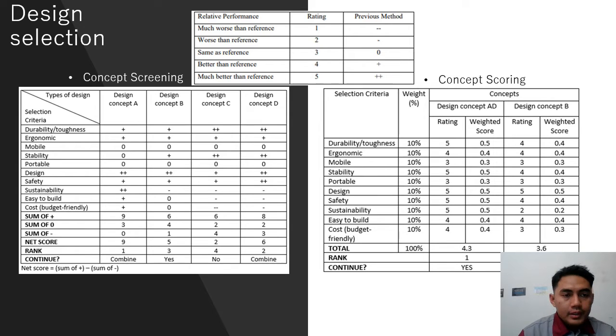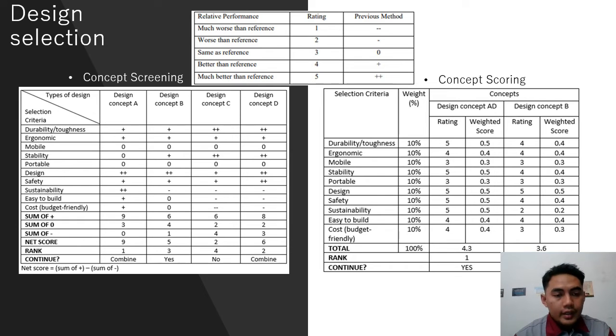At the left table, I do the concept screening. I list four types of design, and I list the selection criteria, which is toughness, ergonomic, mobile, stability, portable, design, safety, sustainability, easy to build, and the cost. And I evaluate this concept screening with the previous method, and the previous method correlates with the ranking, which is, as example, 1 equal to the symbol double negative, 2 same as negative, 3 same as 0, 4 same as plus or positive, 5 same as double positive.